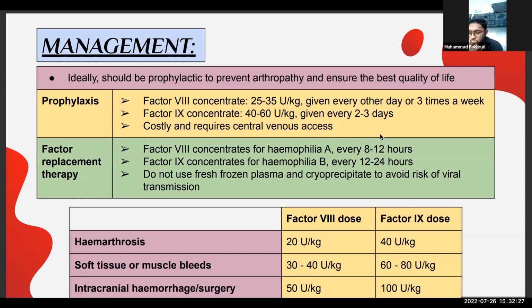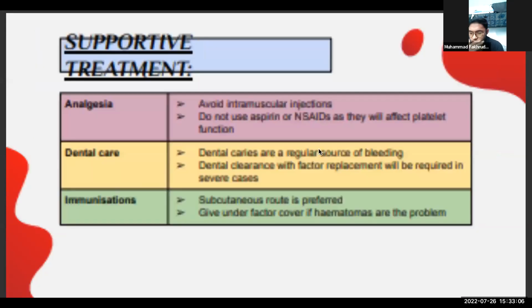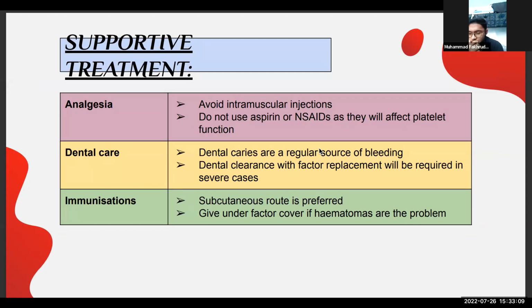And if intracranial hemorrhage or surgery, we need to give 50 unit per kilogram for factor 8 and 100 unit per kilogram for factor 9. The duration of treatment also depends on the severity of the bleeding. For hemarthrosis it is between 2 to 3 days. For soft tissue and muscle bleed, it is 4 to 5 days, and for intracranial bleed, it is 7 to 10 days.